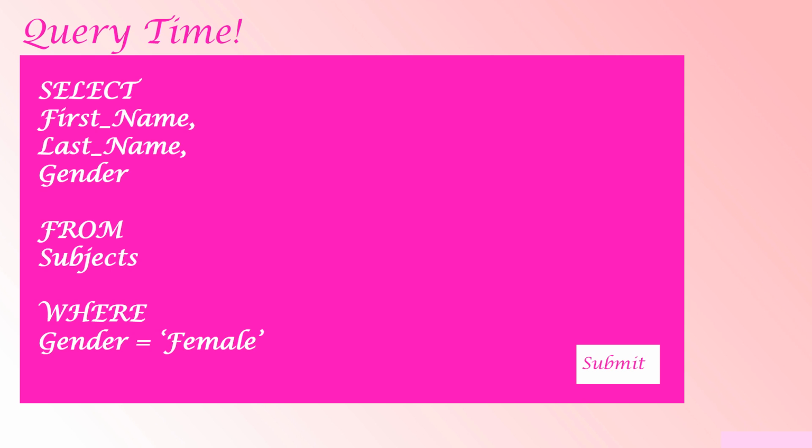If the column in our where clause is a number, we would not put single quotes around it. So if we had a column of subject ID, which is stored in the database as a number, and we only wanted to see the data for subject with a subject ID of 10, we would not put single quotes around the 10.